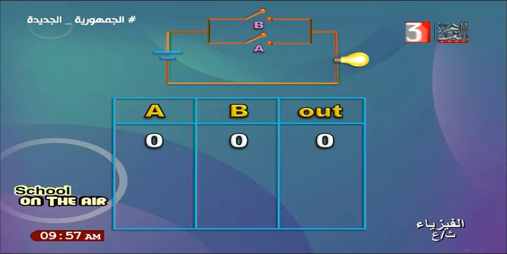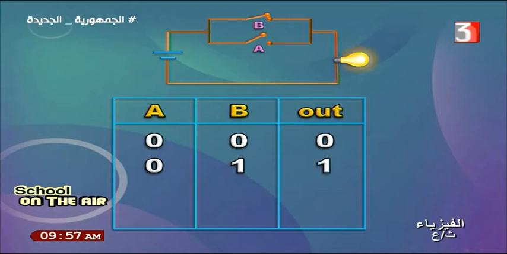First possibility, both of them are open, 0, 0. Of course, no current reaches the bulb. Okay. And now, if A is open, but B is closed, the current will find the path to reach the bulb, so the bulb will glow.